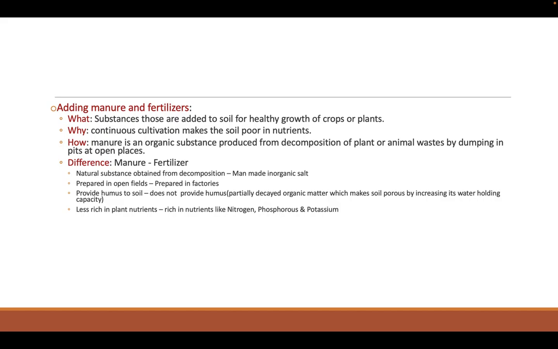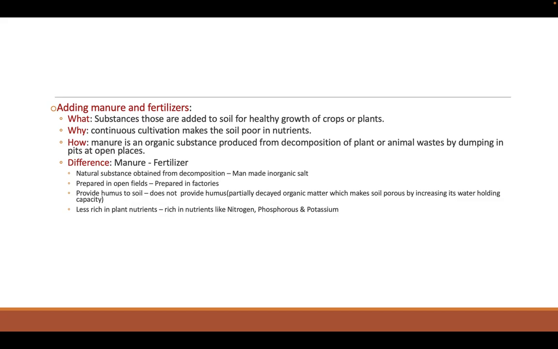Now, how is it done? Manure is an organic substance produced from decomposition of plant or animal waste by dumping in pits at open places. So it's just saying that manure is a different category, an organic one, and how it is produced: by decomposition of plant and animal waste by dumping in pits at open places. You leave it like that, then that becomes manure over time. So just a basic understanding. We won't go into the process of production of manure and all that; that may be left for specific higher studies.